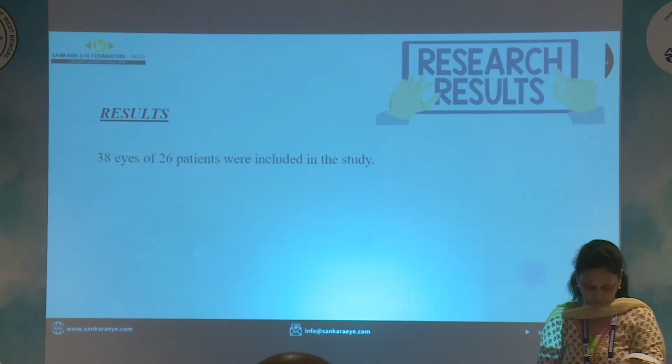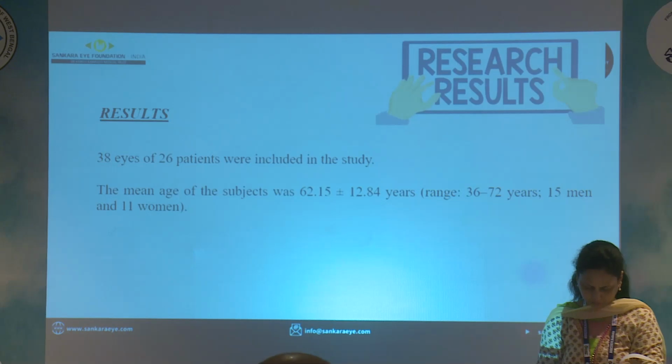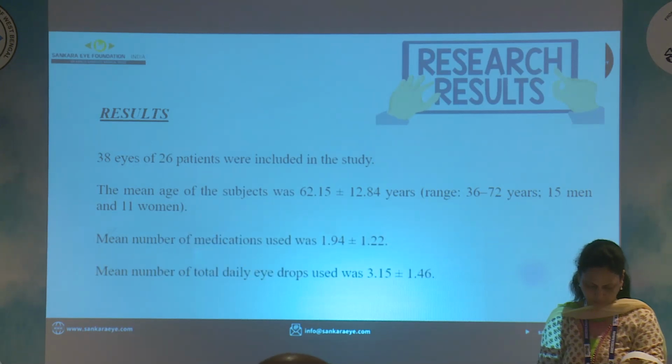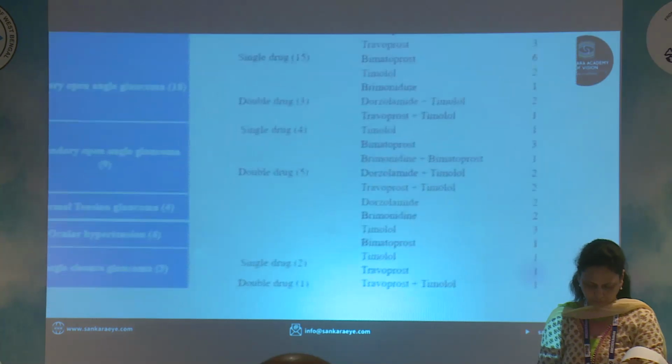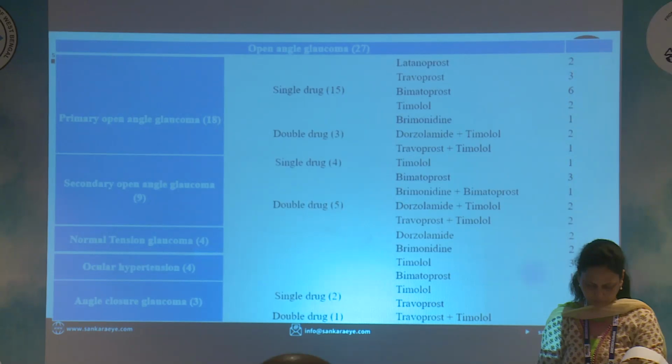Coming to the results, 38 eyes of 26 patients were included in this study. The mean age of the subjects was 62 years, ranging from 36 to 72 years, with 15 men and 11 women. The mean number of medications used was 1.94, and the mean number of total daily eye drops used was 3.15. This table shows patients with different types of glaucoma and different classes of anti-glaucoma medications prescribed. The majority of the patients included in our study had open-angle glaucoma, with normal tension glaucoma and ocular hypertension being 4 patients and angle closure glaucoma being 3 patients.